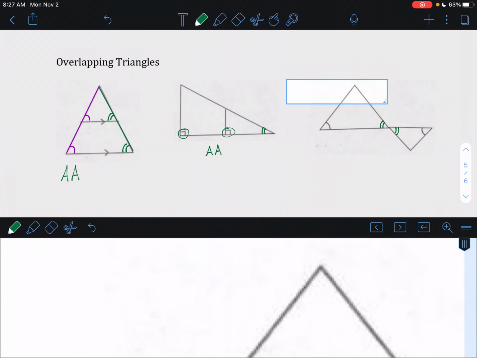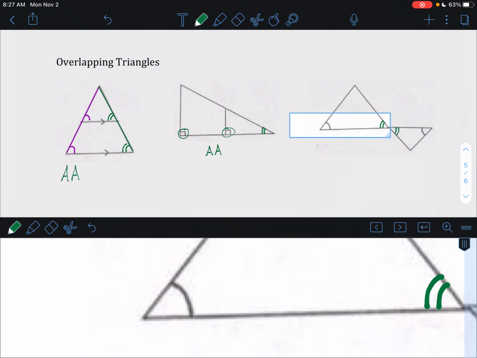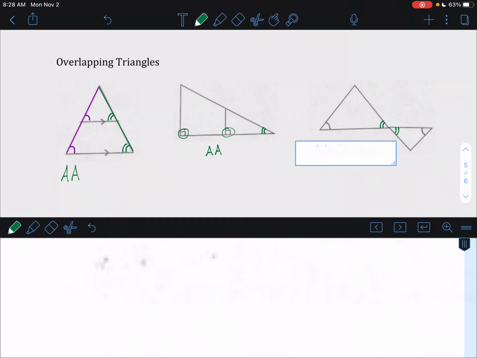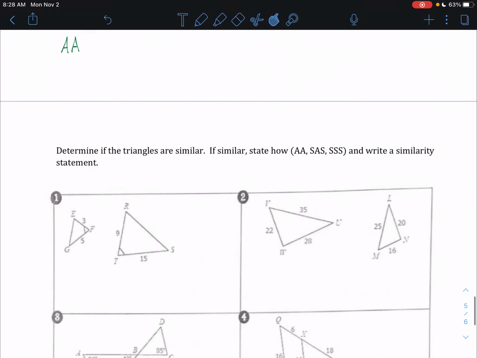Therefore, if I just look at one triangle, I have two congruent angles within one triangle. Therefore, once again, these are similar by AA. All right.